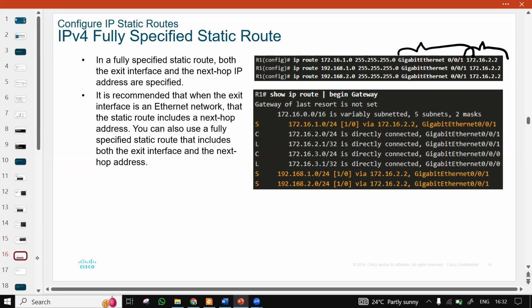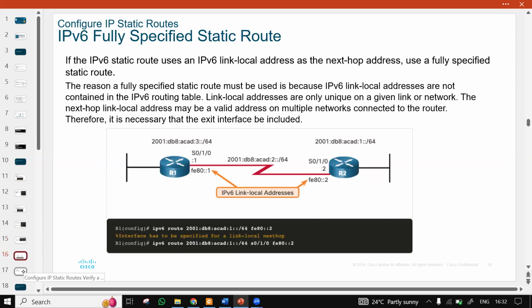Fast forward, let me move on to the basic configuration. If the IPv6 static route uses an IPv6 link-local address as the next hop address, use a fully specified static route. I think I already explained this one. That's the example for link-local addresses.